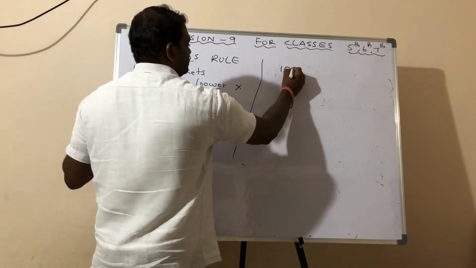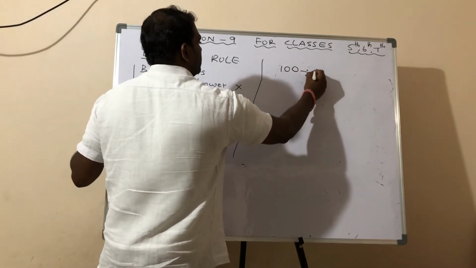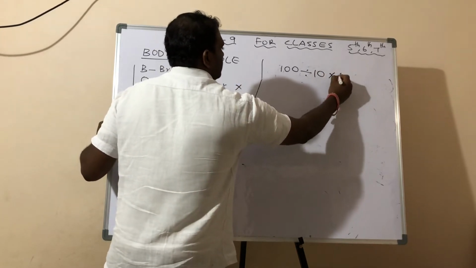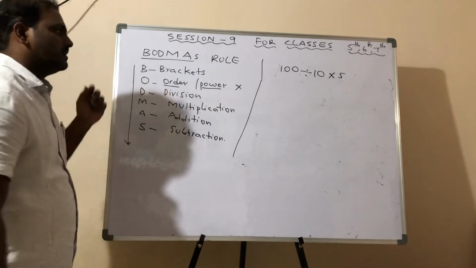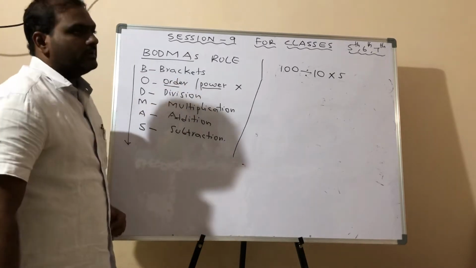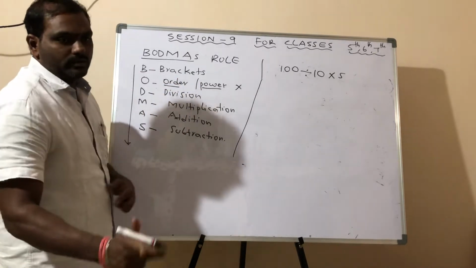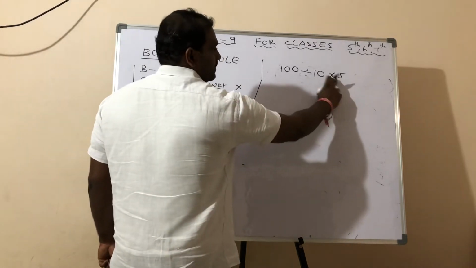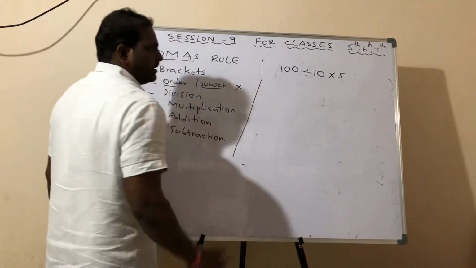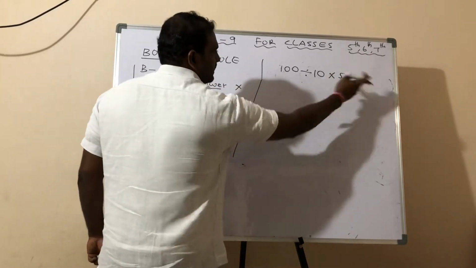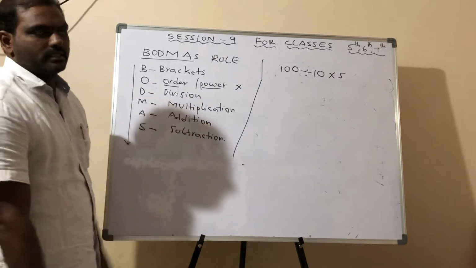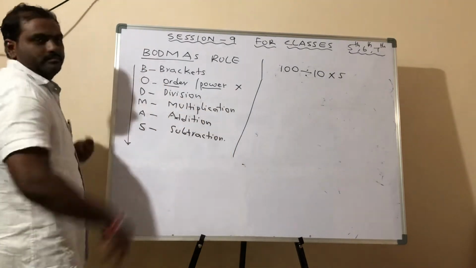100 divided by 10 into 5. Suppose this is the question. What will the students do? They have two options. First, they may multiply these two, 100 divided by 50 they will do. Or they may divide this and multiply with 5. But don't follow your own methods. You have to follow this method.